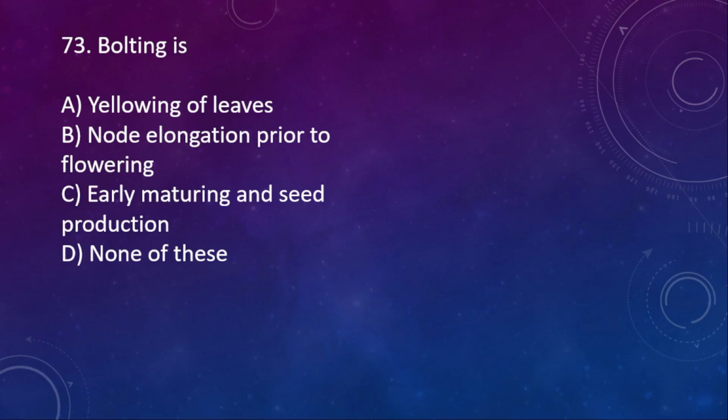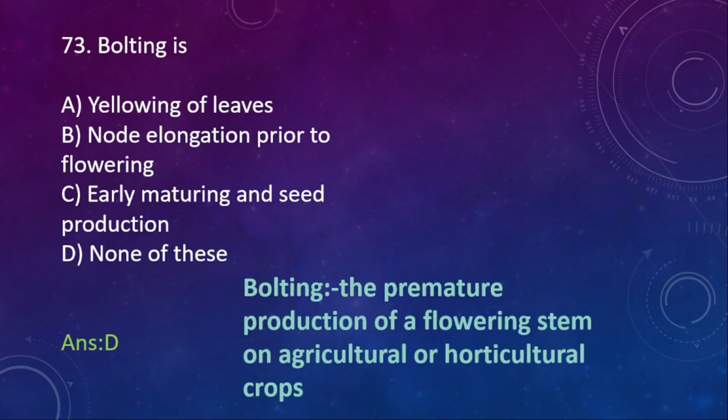Next question, question number 73. Bolting is A. Yellowing of leaf, B. Node elongation prior to flowering, C. Early maturing and seed production, D. None of this. So here the right option is D, none of this. What actually is bolting? Bolting is the premature production of a flowering stem on agricultural or horticultural crops. Premature production of flowering.